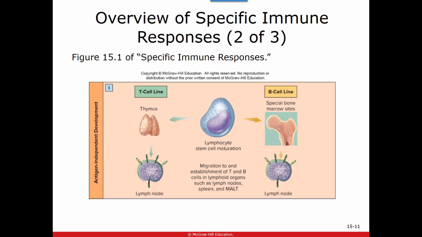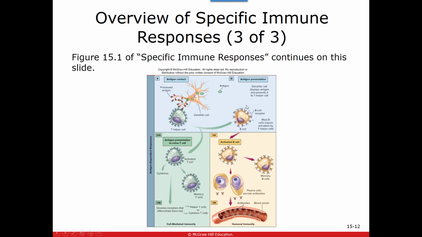In your book, this is figure 15.1 that talks about a couple different types of our lymphocytes. Our T cells are called T cells because they mature in the thymus. Our B cells are called B cells because they mature in the bone marrow. They both like to hang out in lymph nodes, and they still circulate around in the body. They are there to patrol, looking for foreign invaders.